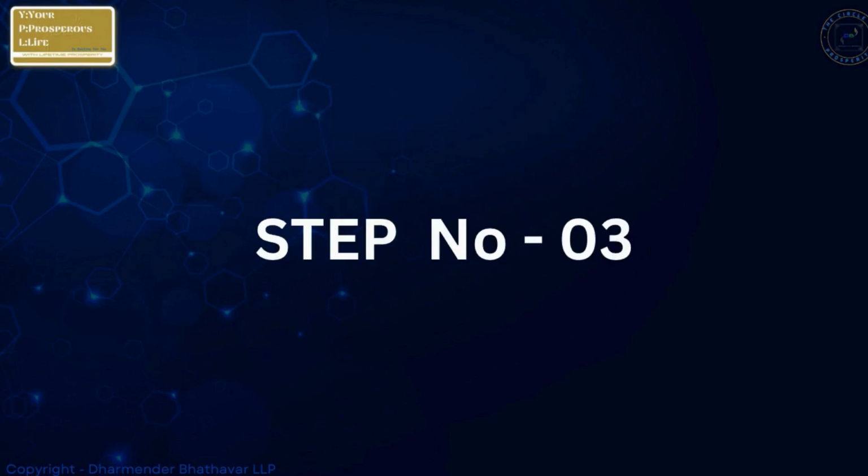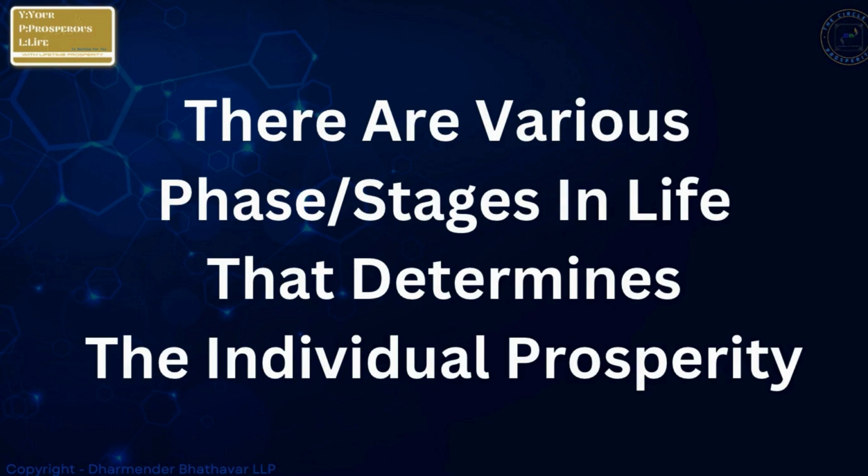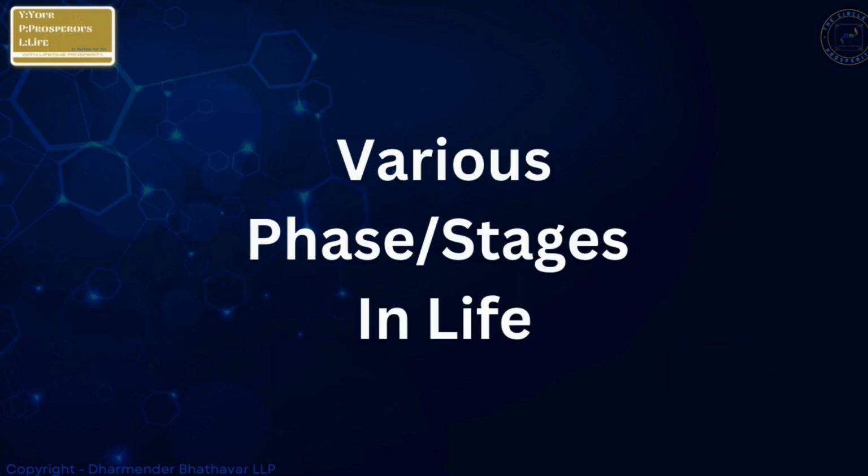Step number 3. Let us try to understand the abbreviations for NX and P. NX stands for the number of times any person wants to transform themselves, and P is nothing but prosperity. As we know, there are various phases or stages in life that determine an individual's prosperity. So let's try to understand the various phases or stages in every human's life.